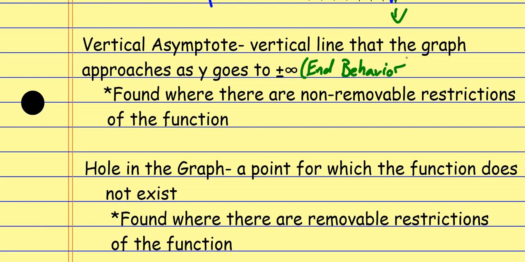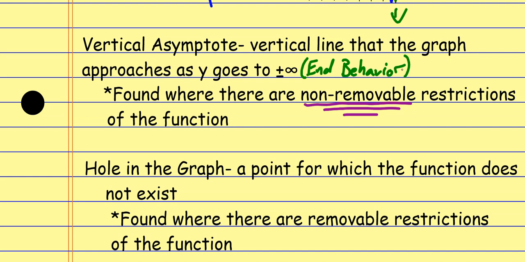All right, so these are found where we have non-removable restrictions. When you think about restrictions, we've been finding restrictions. Those are the things where you say x can't equal this or x can't equal that. It's the things that make the denominator 0. When we talk about a removable restriction, basically we find the restriction, but it gets canceled out as we simplify. A non-removable restriction is the one that doesn't get canceled out. When we think about the process of simplifying, we always found the restrictions first and then simplified. Here, a non-removable restriction is the one that doesn't get canceled out.